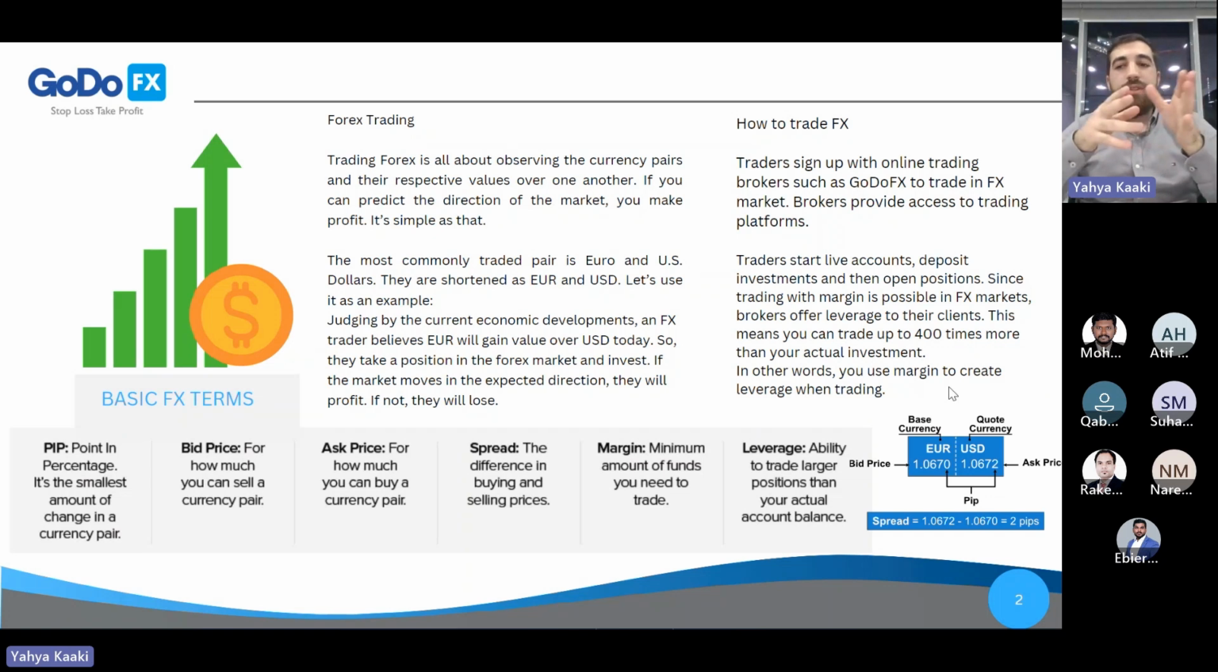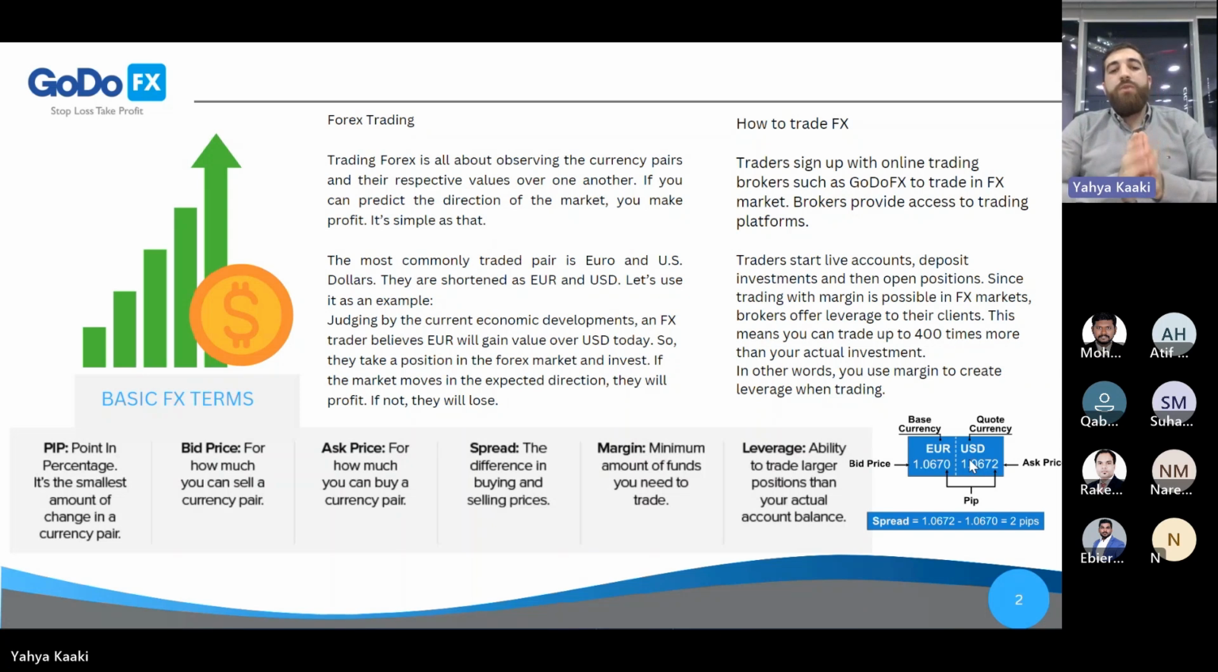We have also the bid price. The bid price is the price you are willing to sell at. And we have the ask price. It's the price that we are willing to buy at. We have the margin. It's the amount that we need in order to enter a trade. So, for example, I have $5,000 in my balance. The margin is $4,000, so I can enter the market with this $4,000 only.